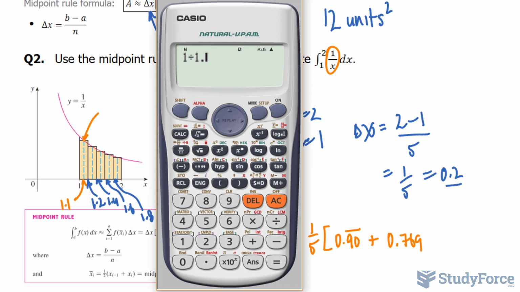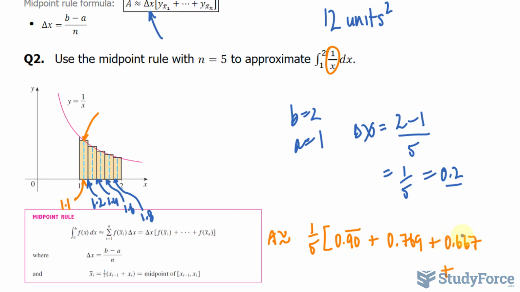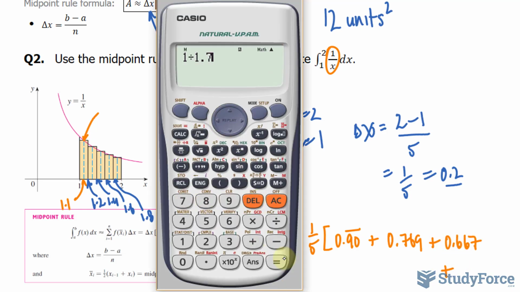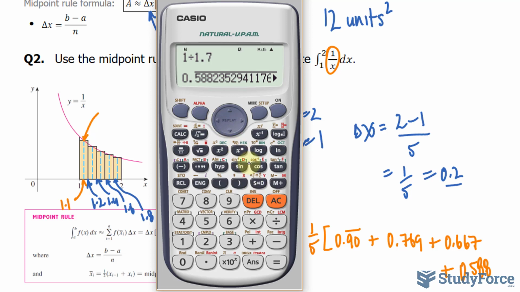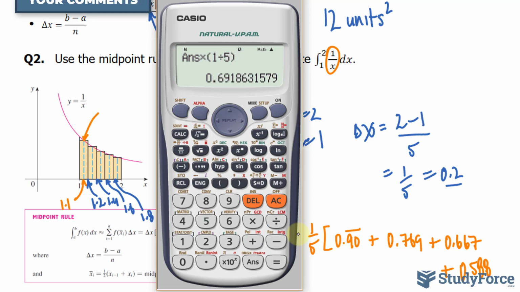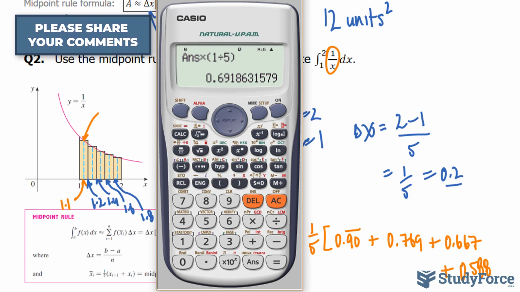Now we have 1 over 1.5. That's 0.66 plus, again, 1 over 1.7, which is 0.588, and finally, one last one at 1.9. And that's 0.526. So I'll add this to the other numbers and multiply that by the factor on the outside, a fifth, 1 over 5, and we get the area as 0.691, or approximately that.